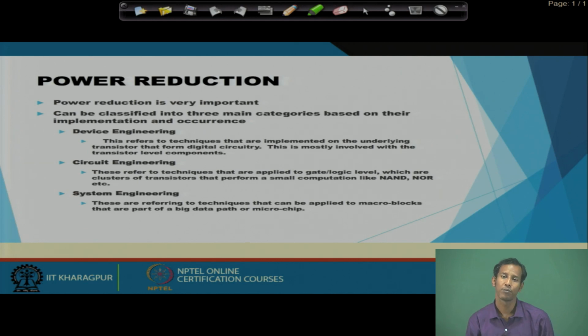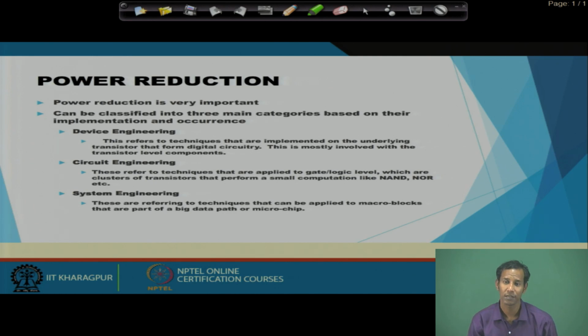So that is why we have to know: once I know this is the power consumption of my circuit, can I reduce it? What are the things we have to know for reducing the power? Power reduction techniques are very important and can be classified into 3 main categories based on their implementation and occurrence. What are they? The device engineering, the circuit engineering and the system engineering.